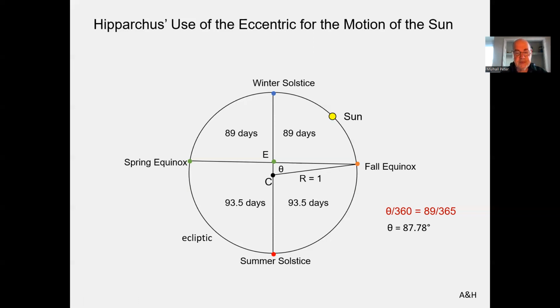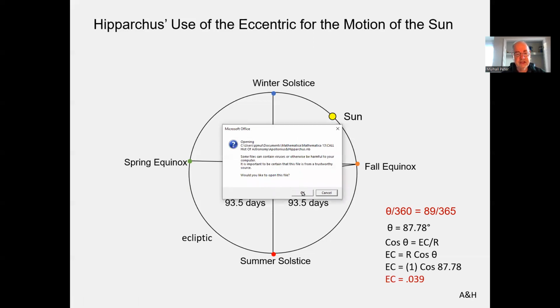But notice finally that the cosine of this angle, now that we have the angle, is the adjacent over the hypotenuse. The adjacent is EC. That's the offset. R is simply 1, so this offset is simply the cosine of 87.78, which is about 4%. So this offset is about 4% of the entire radius of the orbit of the sun. A very nice piece of work. Not only does he have the qualitative idea of moving the Earth off center, he can tell us quantitatively how far off center it is by measuring the seasons. Very, very nice. And let me show you the animation of this.